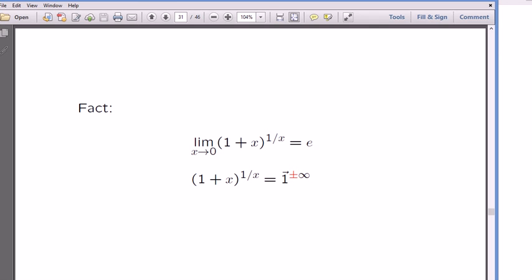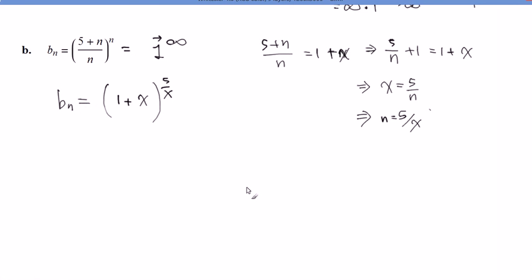So let's isolate that part if possible. Do you think you can isolate that part like this? 1 plus x, 1 over x, like that. What should we do to that one to make these two things equal? Raise the entire thing to what power? Fifth power.